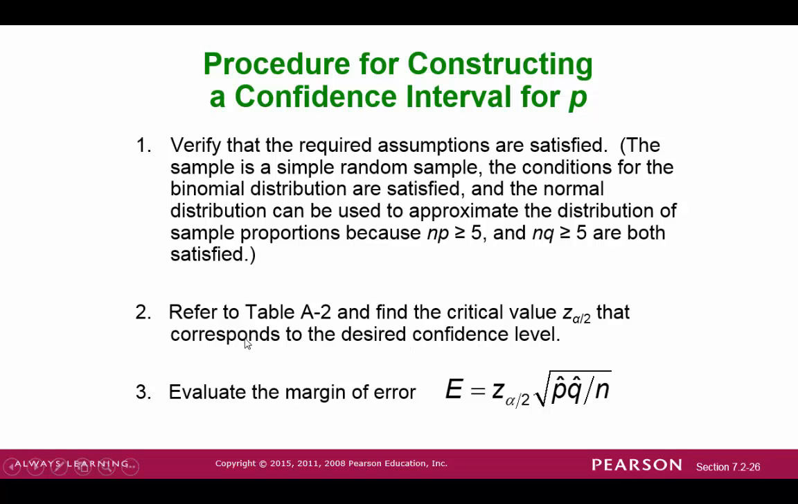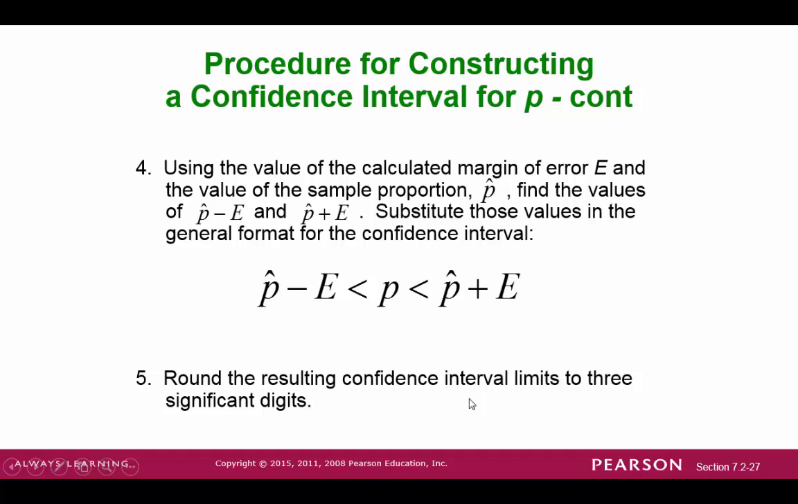So here is where they start using the table and the formulas. Step 2, we're going to refer to table A2 and find a critical value. Step 3, we're going to calculate the margin of error. Step 4, after we get the margin of error, we're going to add and subtract that value from p hat. And then step 5, we're going to round off to 3 significant digits.